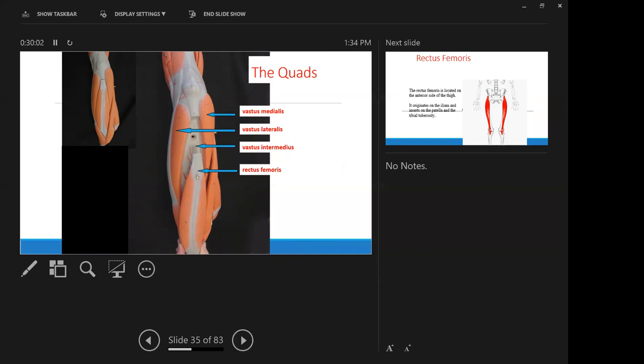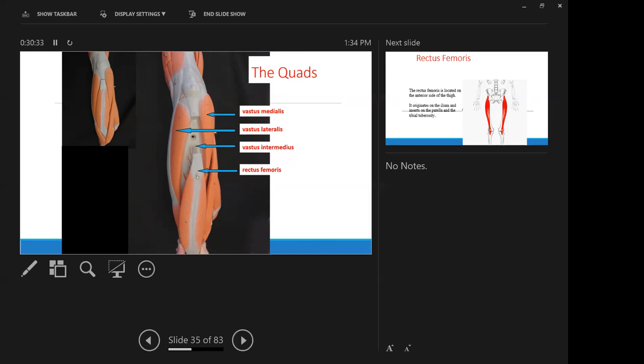Now, the medialis is on the medial side of the leg. It's on the big toe side. The big toe is always on the medial side. The little toe side is the lateral side. So the vastus lateralis lines up with the little toe. On our legs, we can't turn our foot over like we can our hands. We can't say that the thumb is always on the medial side when we flip our hand over. Now it's on the lateral side.